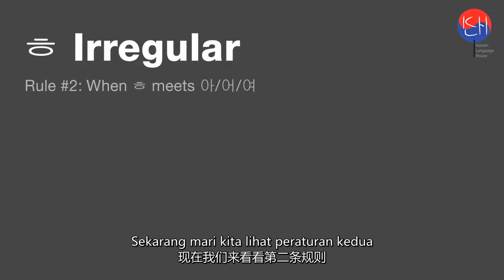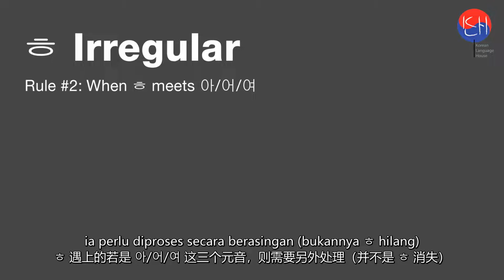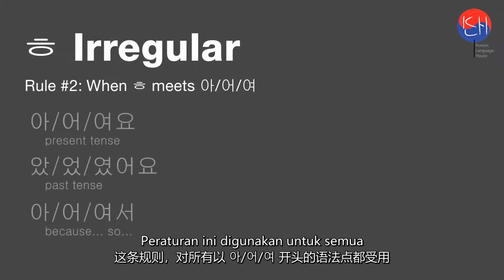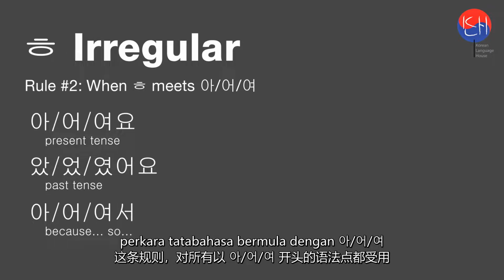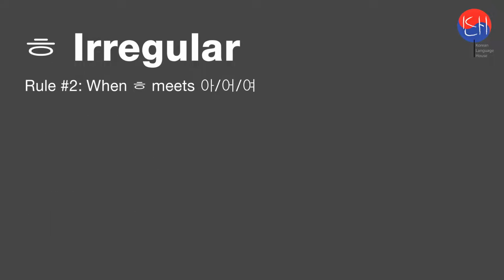Now, let's look at rule number 2. If the vowel following ㅎ happens to be ㅏ or ㅑ, then it works a bit differently. This applies to all conjugations that start with ㅏ, ㅓ, ㅑ, like the informal polite present tense and past tense. So what happens when ㅎ meets ㅏ, ㅓ, ㅑ?